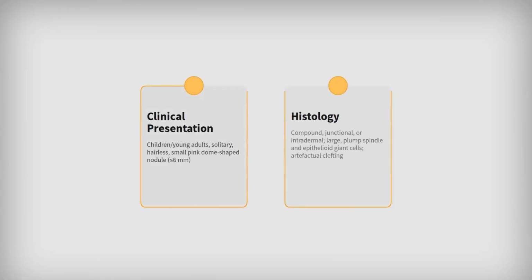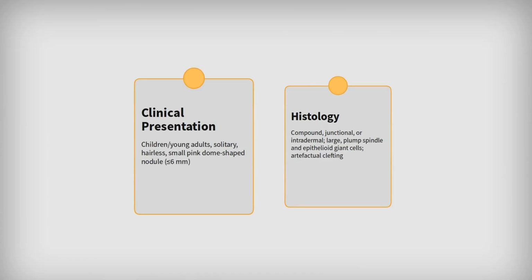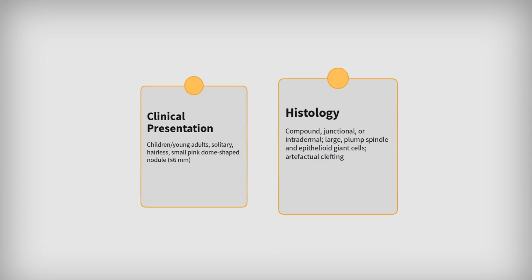Spitz nevus stands out for its clinical and histological features. Spitz nevus occurs in children and young adults, presenting as a solitary, hairless, small, pink, dome-shaped nodule, 6 mm or less. Histologically, Spitz nevus can be compound, junctional, or intradermal, with large plump spindle and epithelioid giant cells and artifactual clefting between nests and stroma.